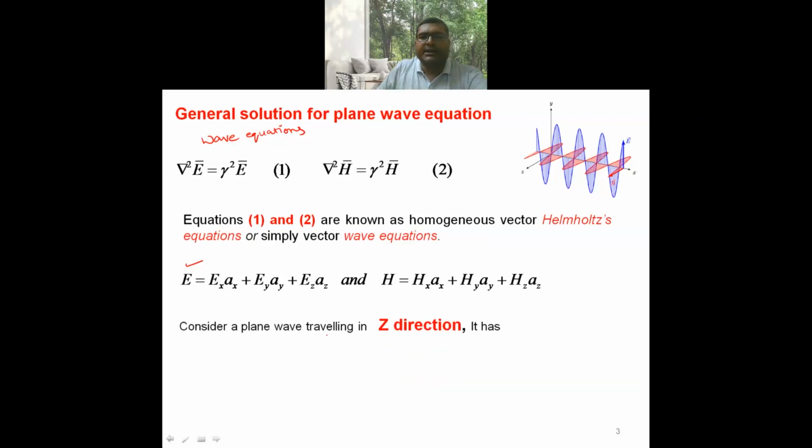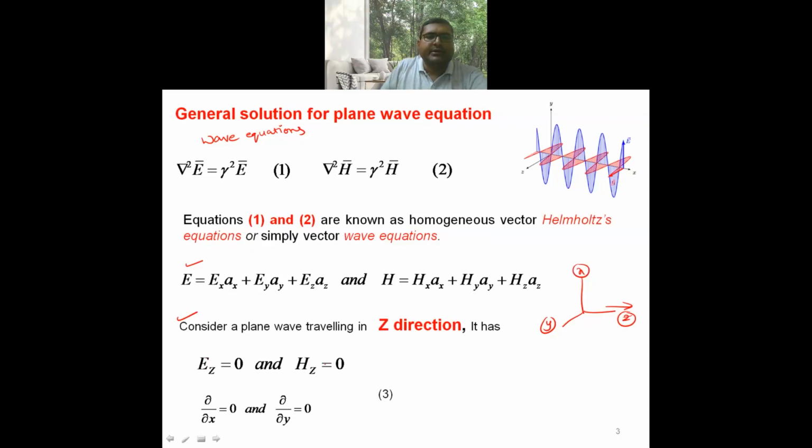Consider a plane wave traveling in z direction. The fields are along x and y. The electromagnetic wave is traveling in z direction. For a plane wave traveling in z direction, it has Ez equal to 0 and Hz equal to 0. Along the direction of propagation, the field components are 0, and dou by dou x equal to 0 and dou by dou y is equal to 0.